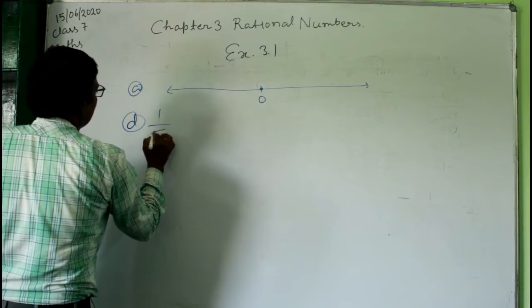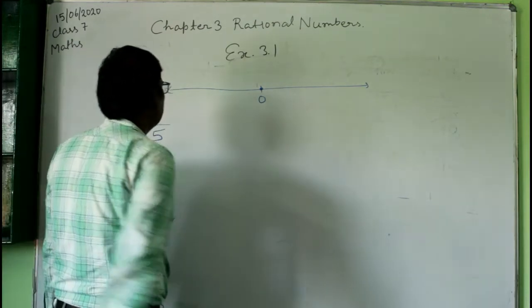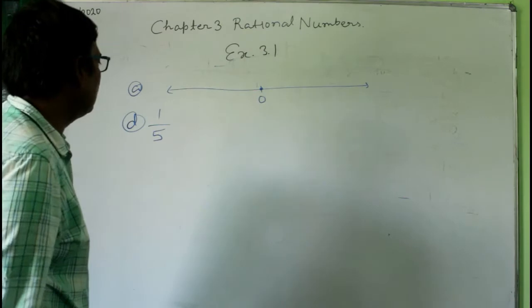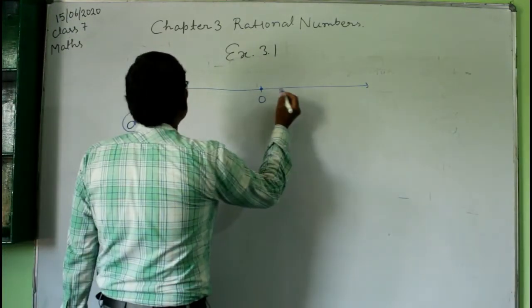So D is here 1 by 5. Then this number 1 by 5 lies between 0 and 1. So like 0 and 1 is there.